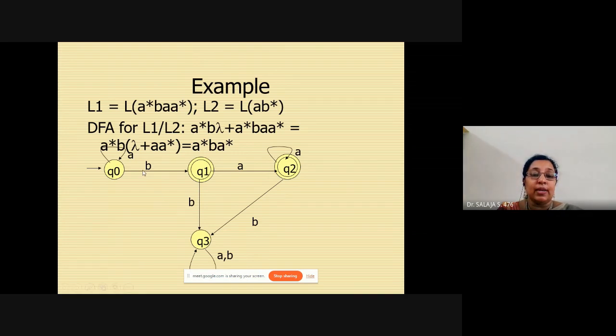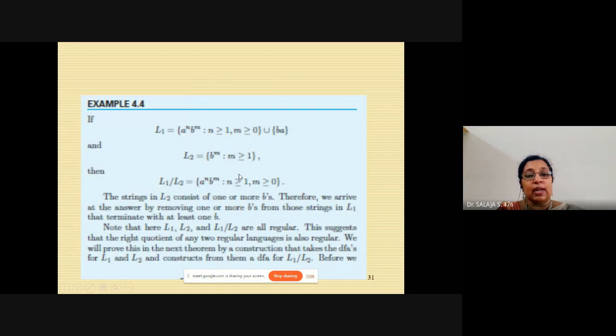So what I have done here is, A closure B is the first regular expression, and A closure B A closure is the second regular expression. We have tried to combine them and say it is A closure B A closure. Fine. We'll take one more case here.